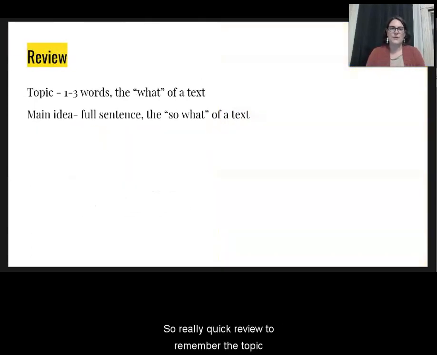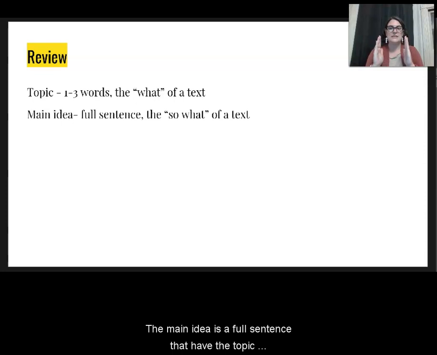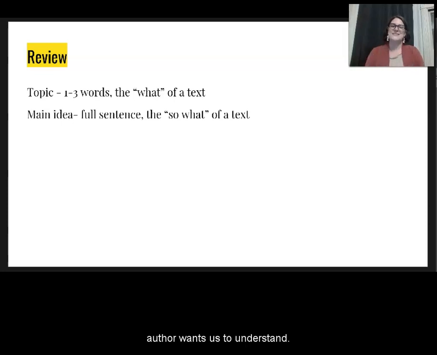So, a really quick review to remember: the topic is usually 1 to 3 words. It is never a full sentence. It's the what a text is about. And a main idea is the full sentence that has the topic in it but explains the so what about the topic that the author wants us to understand.